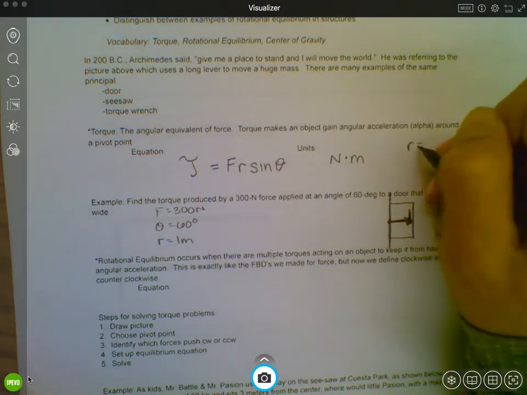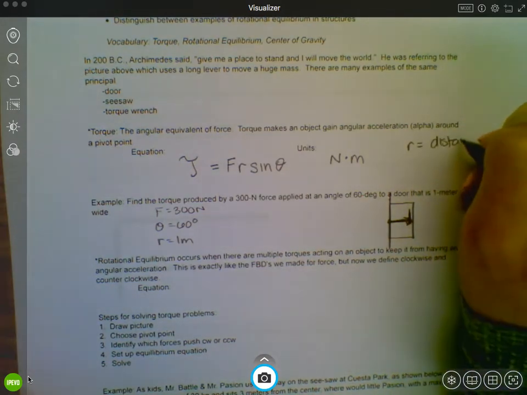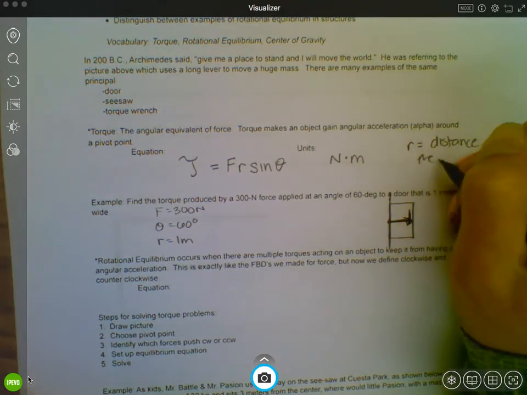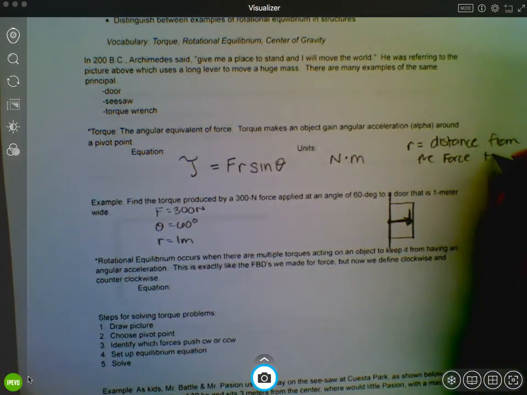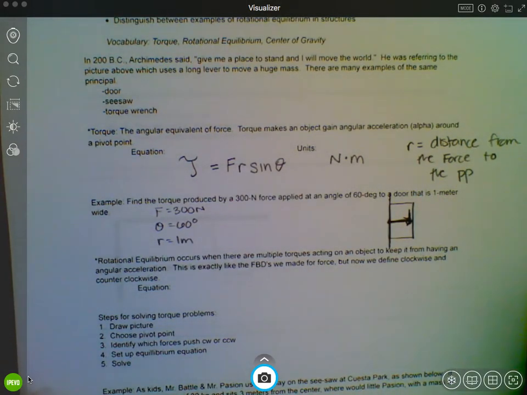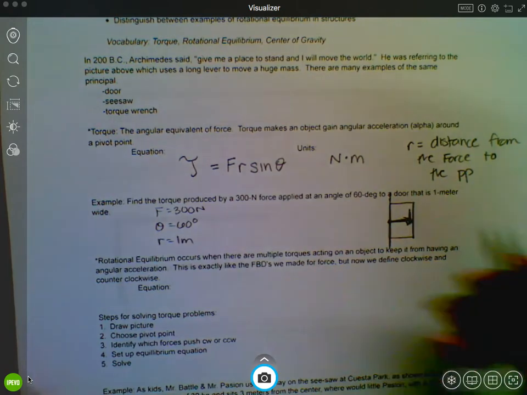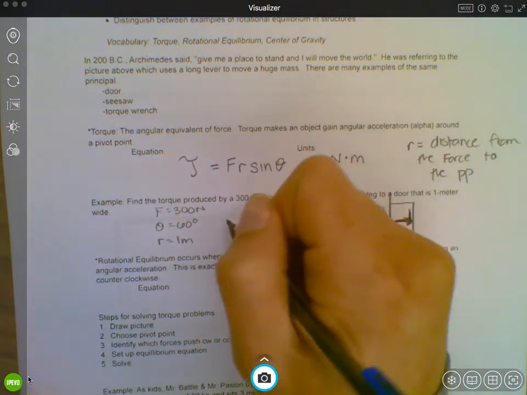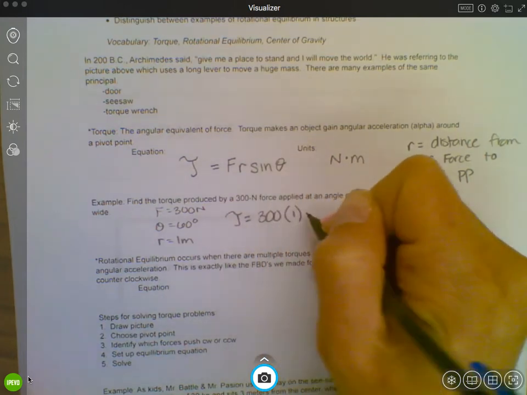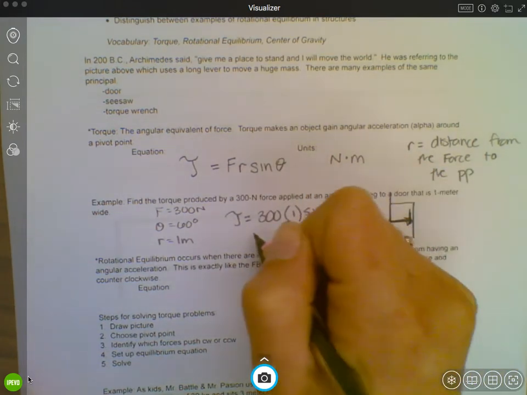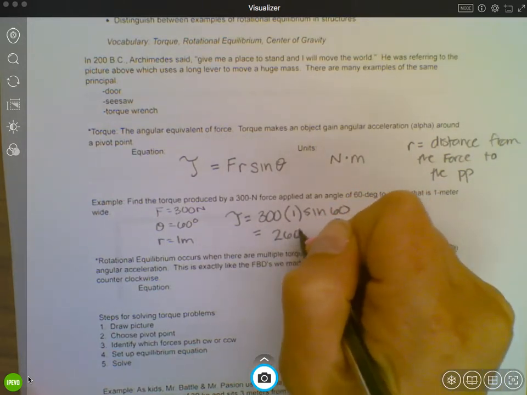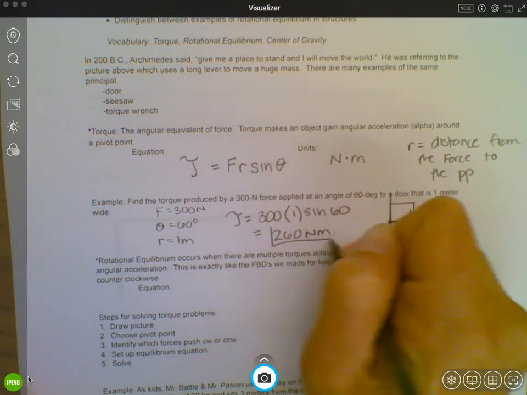But I'm going to write this over here. R is the distance from the force to the pivot point. Okay, that's very, very important that you have the correct R. All right, so we're going to go ahead and plug in, and you'll see that the torque is 260 Newton meters.